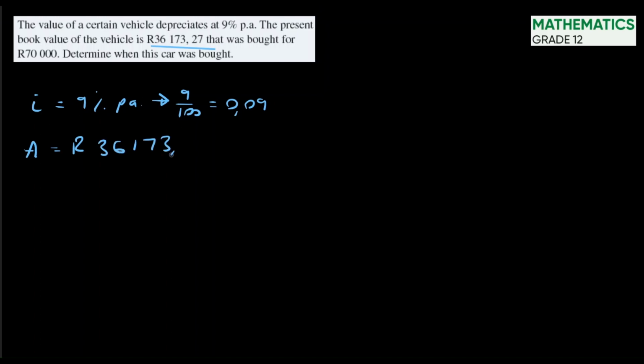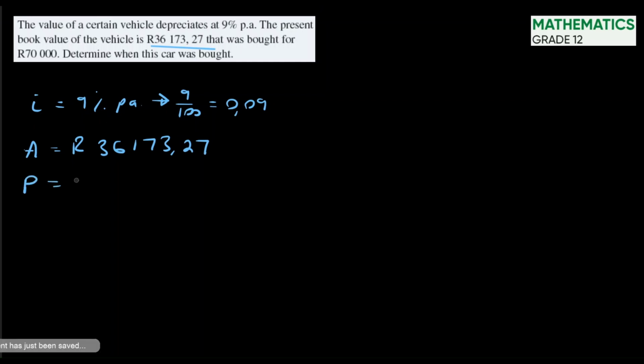So we're given that the value of a vehicle depreciates by 9%, which means that our interest will be 9% per annum. And with interest we divide it by 100, which gives us 0.09. And the present book value of the car, as it stands, is valued at 36,173 rands. The book value means that it's the A value, 36,173.27. That was bought for 70,000.